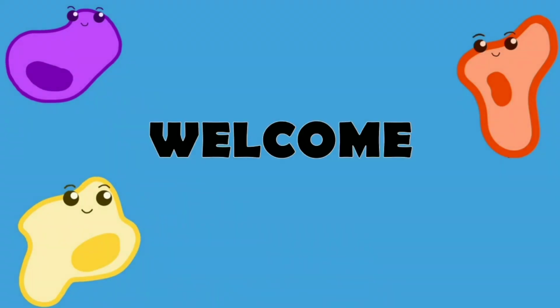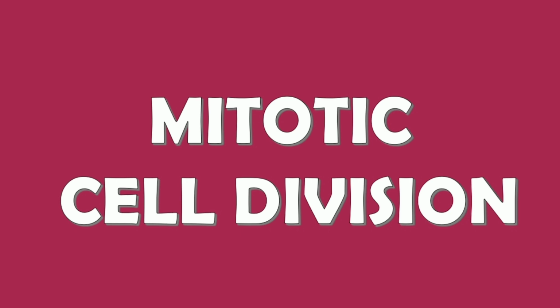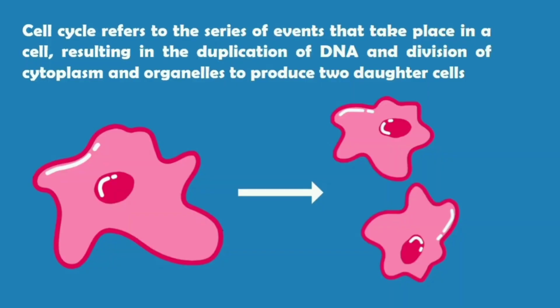Today we are going to study the mitotic cell cycle. So let's get started. The cell cycle refers to the series of events that take place in a cell, resulting in the duplication of DNA and division of cytoplasm and organelles to produce two daughter cells, which means it is a way in which a single cell organism divides to form two daughter cells.